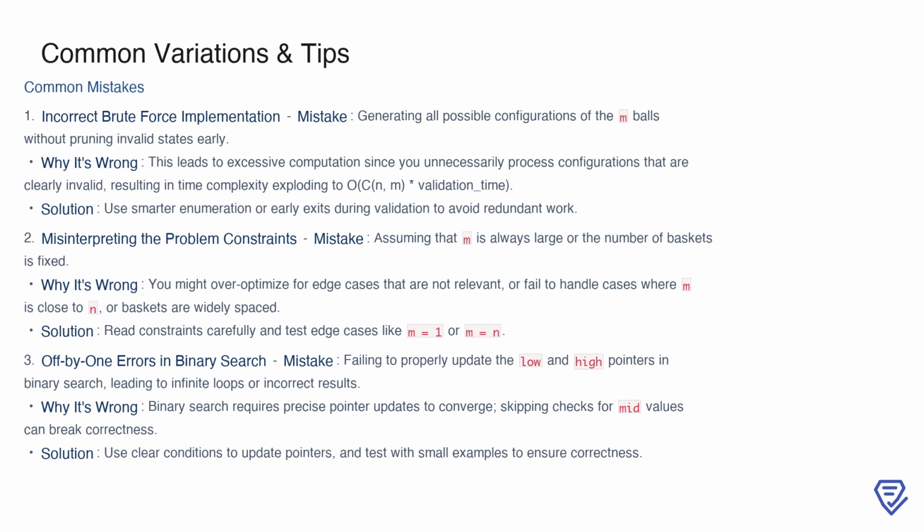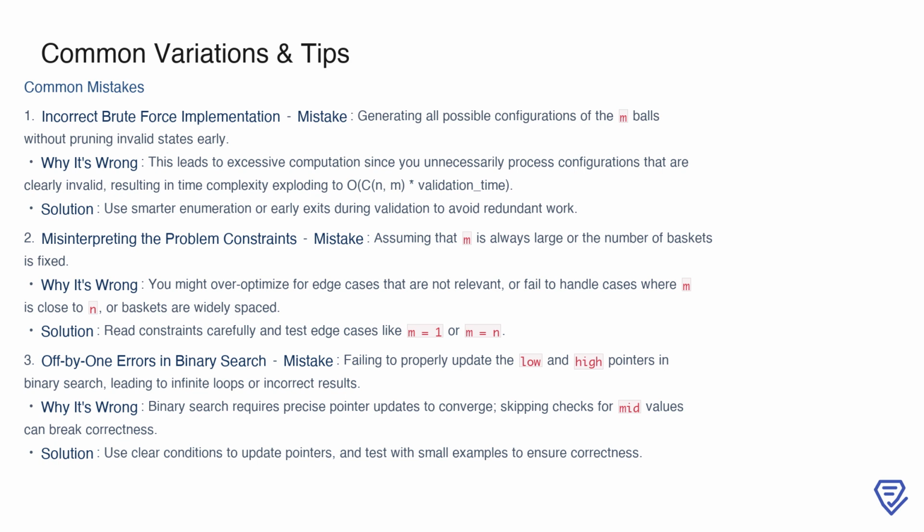Another mistake is misinterpreting the problem constraints. For example, some assume that M will always be large or that the number of baskets is fixed. This can lead to either over-optimization for certain edge cases or failure to handle scenarios where M is very close to N. Always read the constraints carefully and test situations like M equals 1 or M equals N.